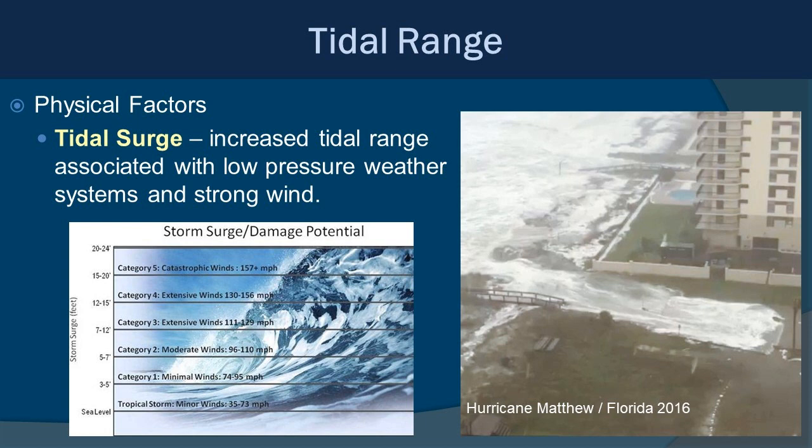Hurricane Matthew was not one of the strongest storms in Florida's history. However, it still had a major impact on the coastal regions because of storm surge. And as the diagram shows you here on the bottom, the higher the category of the storm, the higher the winds, the lower the pressure, the higher the storm surge is going to be. And storm surge can often be one of the most damaging aspects of these storms.